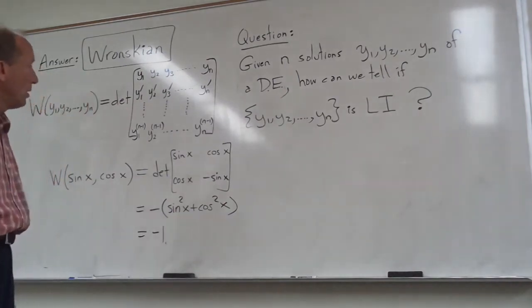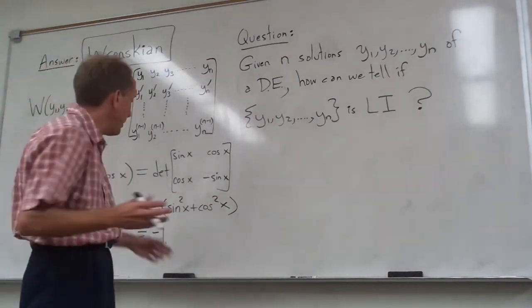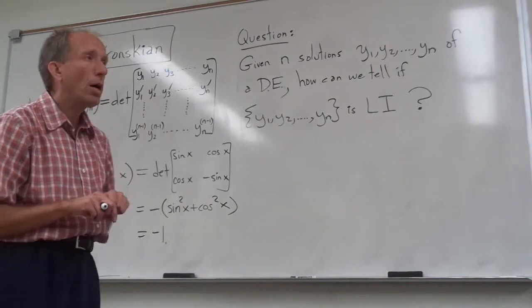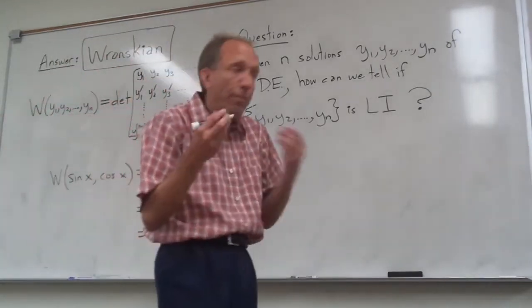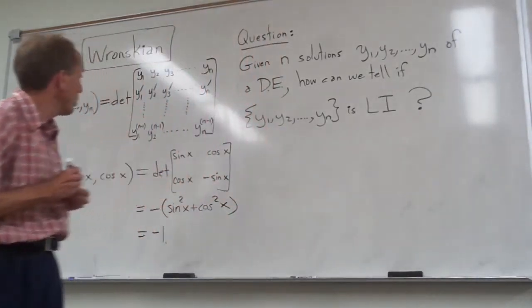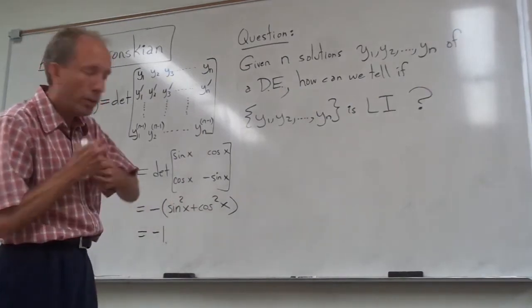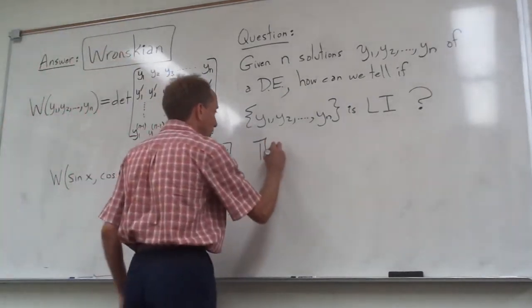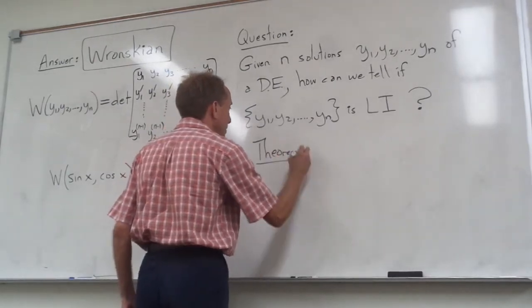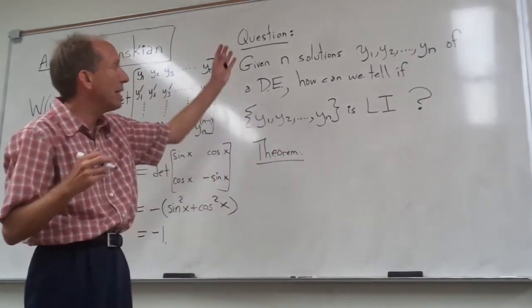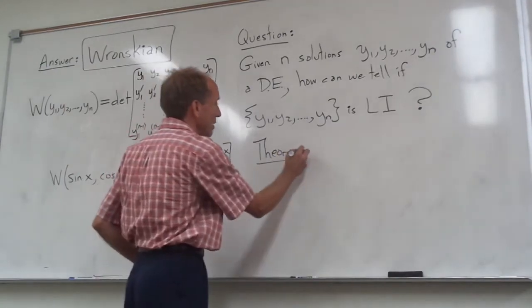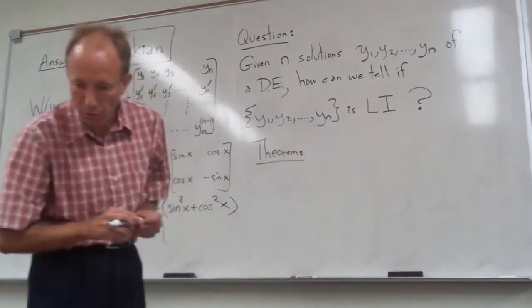Now the Wronskian is not always a whole number. The Wronskian can be itself a function of x as well. In this case it comes out to a constant, but it doesn't have to. But what the theorem is about this Wronskian, this is a tool for testing linear independence of a set of functions. And here's what the tool says.